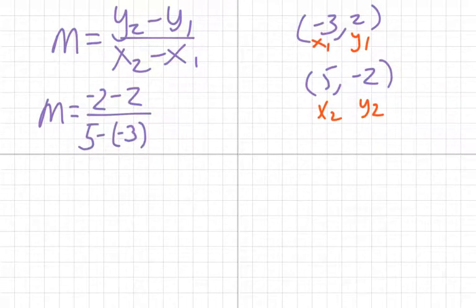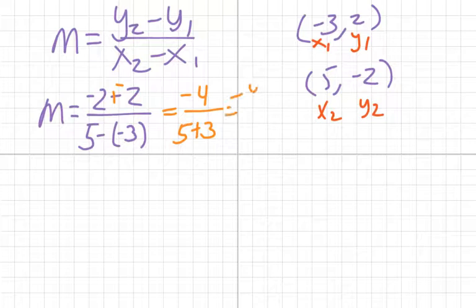If you need to go back and rewatch the video on slope to reinforce this, but you've got -2 minus 2. Don't think 0. Think, okay, -2. If it helps to do this, -2 plus -2 gives us the -4. And then remember what's happening here. Subtraction means to add the opposite, so that's really 5 plus 3, -4 over 8, which is -1/2.